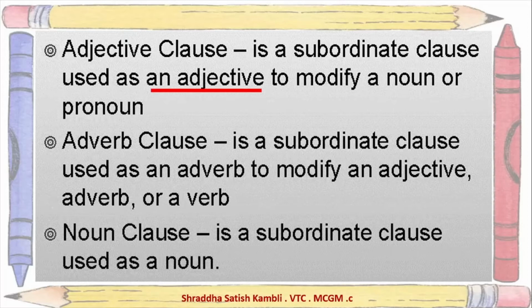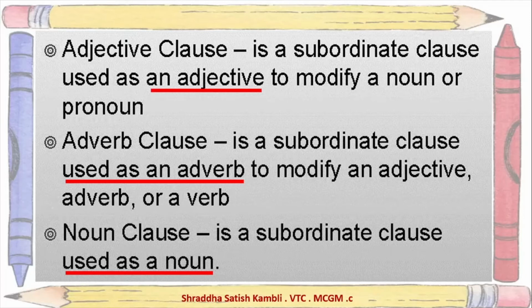What about the adverb clause? Now the adverb clause is also a subordinate clause which is used as an adverb. And what does the adverb do? The adverb also modifies the adjective, or sometimes it modifies a verb, or sometimes it modifies another adverb. Okay, so an adverb clause acts like an adverb, and a noun clause is sometimes used as a noun. It is used in place of a noun. So instead of using a single word noun, a group of words or a clause is used instead of the noun. Alright, so this in short is the meaning of the various types of clauses.